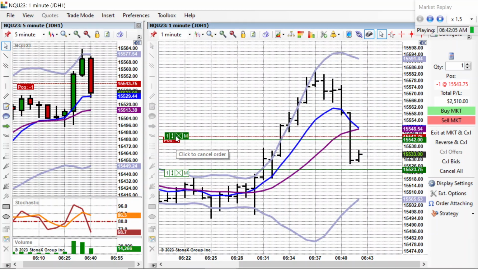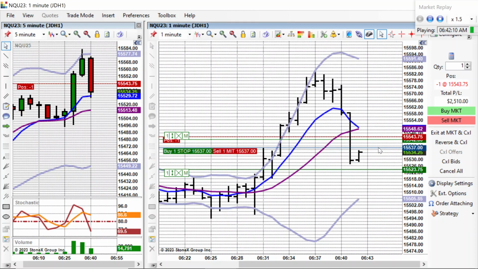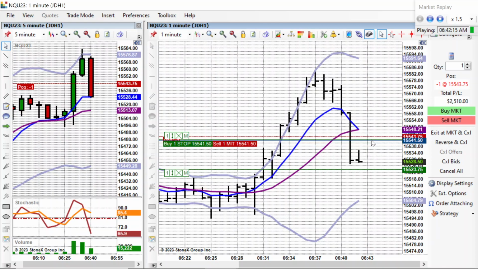In fact, we can probably take out some of that risk in case I'm wrong here. I put the cost covering stop. I pulled that down. So now we're in a risk-free trade.